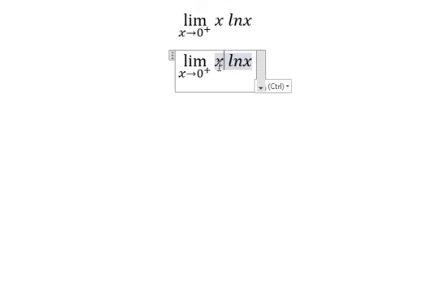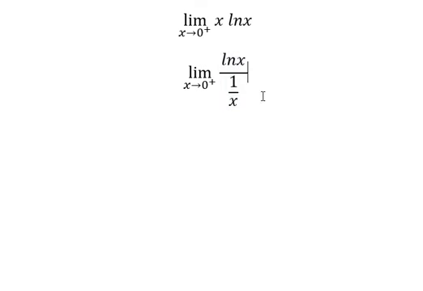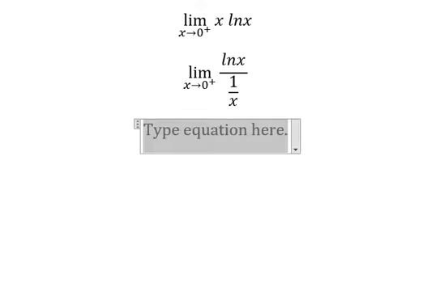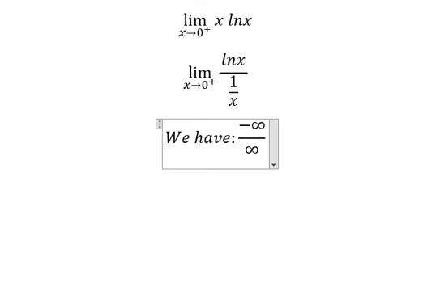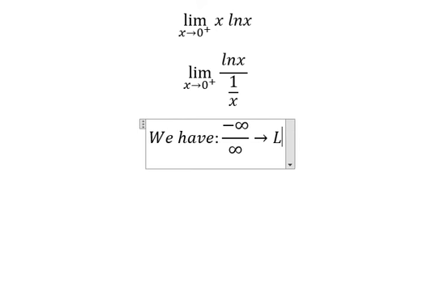About s, we can put it into ln s over 1 over s. So when s approaches the number 0 from the right, this one will go to positive infinity, and this one will go to negative infinity. So we have the formula in here, and we can use L'Hospital's rule.